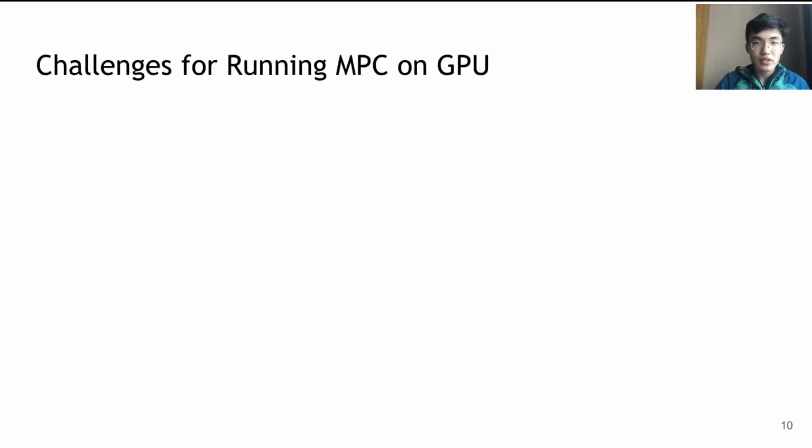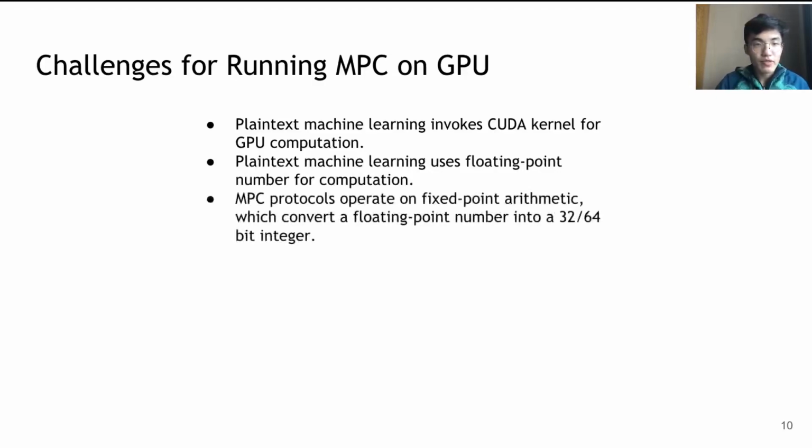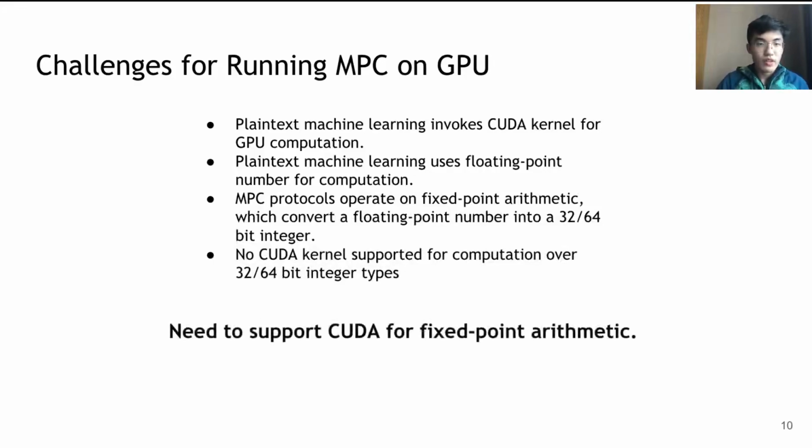However, it is not that easy to directly support GPU for privacy-preserving machine learning. Plaintext machine learning performs GPU computation by invoking CUDA kernels. And plaintext machine learning uses floating point numbers for computation. However, MPC protocols operate on fixed point arithmetic, which requires us to convert a floating point number into a fixed point representation represented by a 32 or 64-bit integer. However, there is no CUDA kernel supported for computation over 32 or 64-bit integer types. Therefore, we will need to support CUDA for fixed point arithmetic.